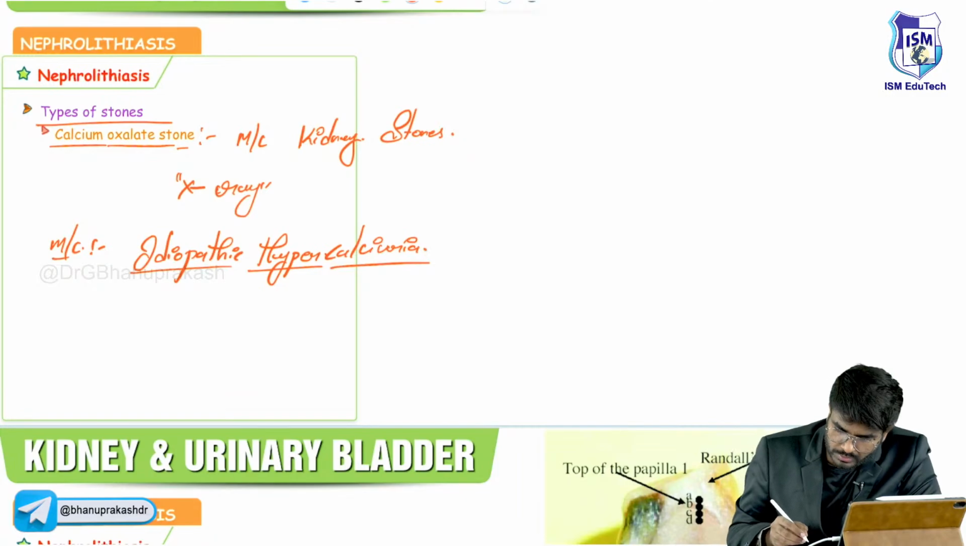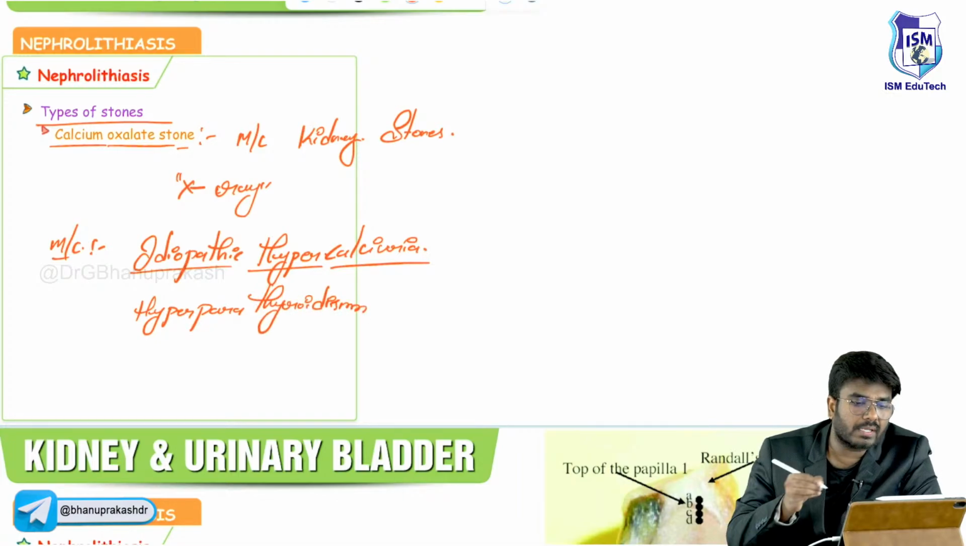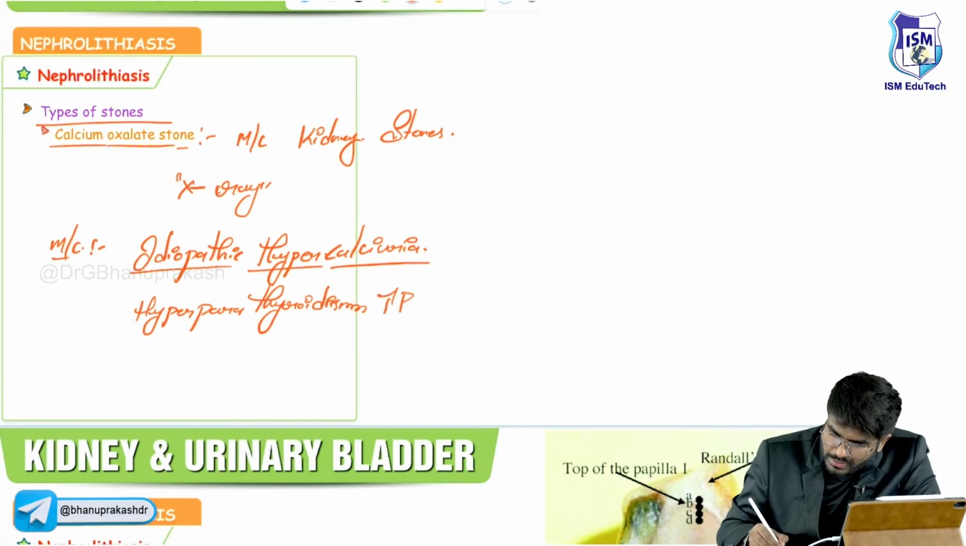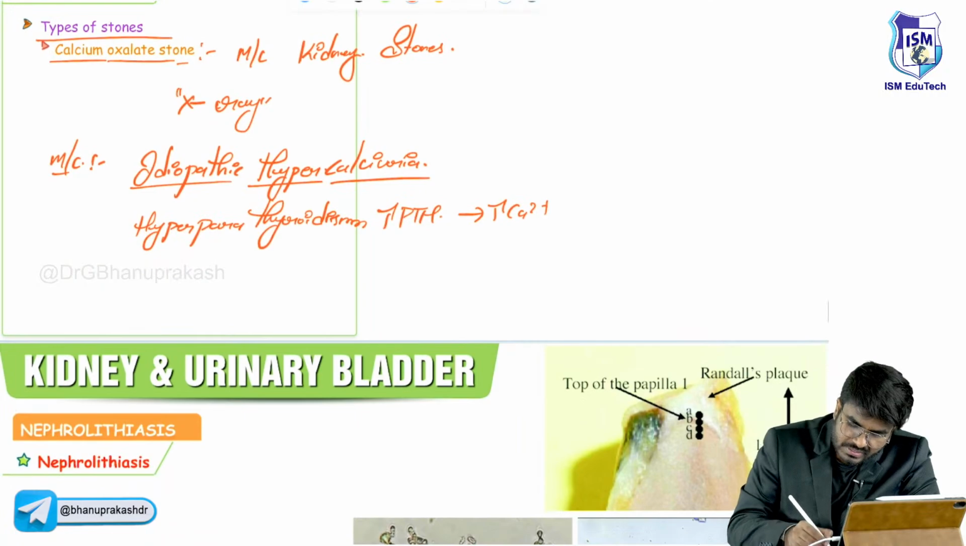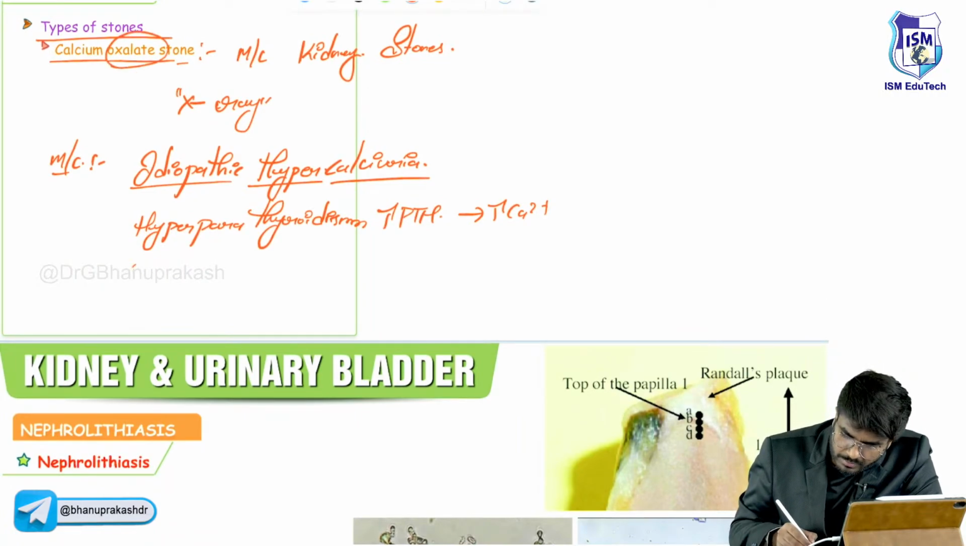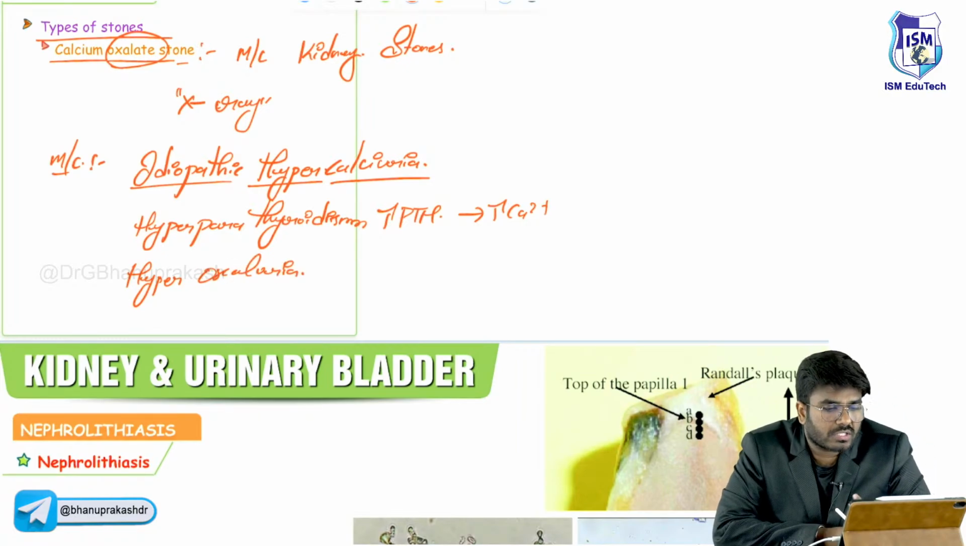The other causes can include hyperparathyroidism. Why? The greater amount of parathyroid hormone increases the blood calcium level. Simple. Hyperparathyroidism: more parathyroid hormone means more calcium levels. See, this is the oxalate stones, right? Maybe conditions like hyperoxaluria. Lots and lots of oxalates are going out in the urine.